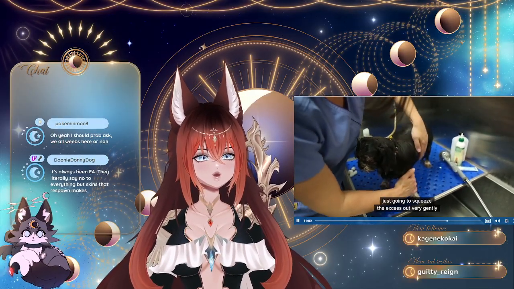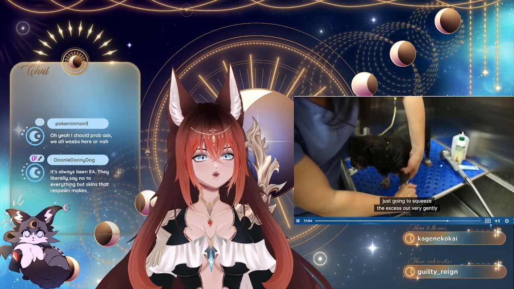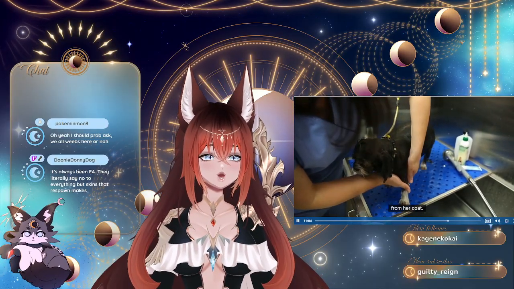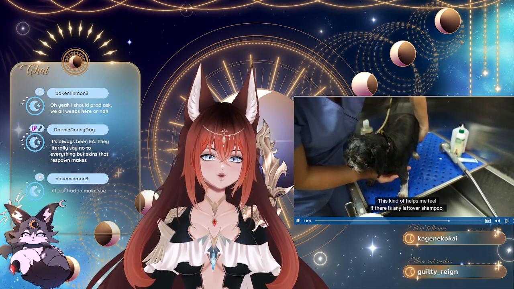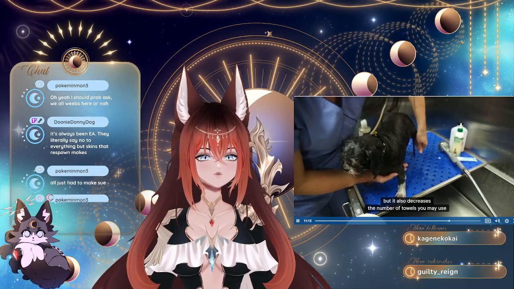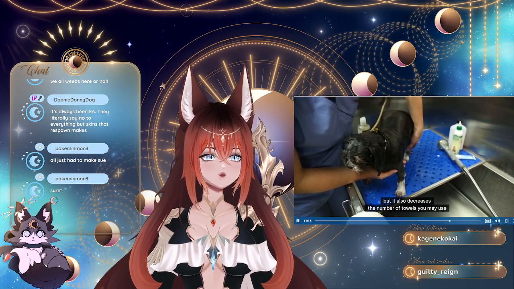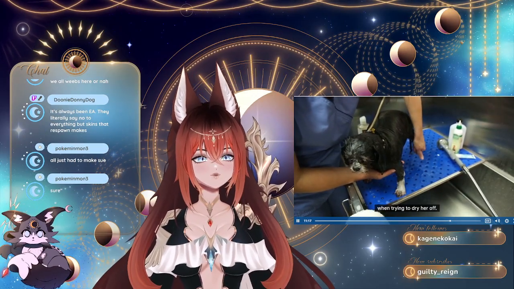Absolutely. Just going to gently squeeze the excess out of the coat. That helps to show if there's any leftover shampoo, but it also decreases the number of towels you may use when trying to dry her off.